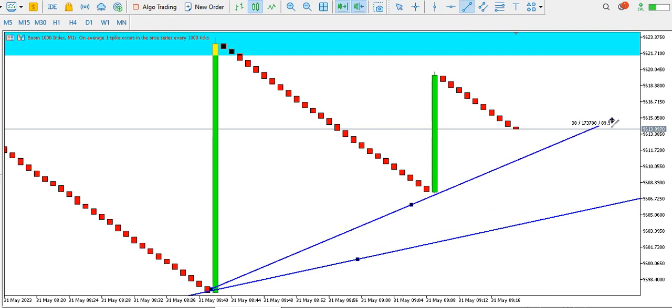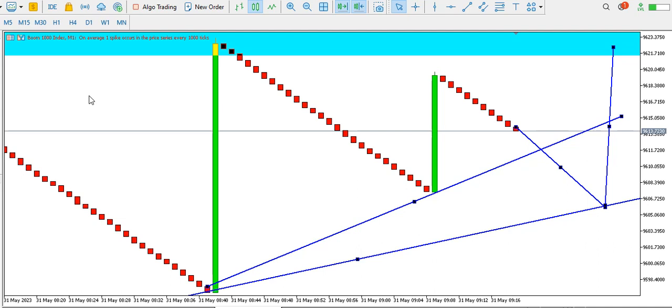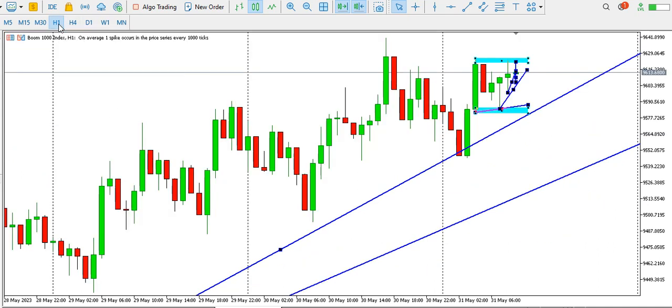On the 1 minute time frame, price is ranging, but it's ranging upwards. Okay, drawing this ascending trend line. If this trend line is respected, price might go up. But if this trend line is invalidated, if it's broken, price might get to this next trend line and find some level of support for price to go up. So boom 1000 index is ranging, but the scope or the forecast is for a bullish price movement.